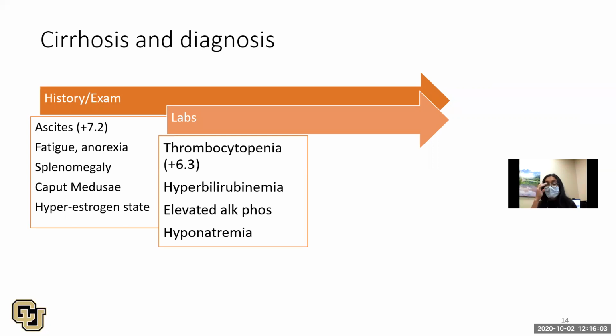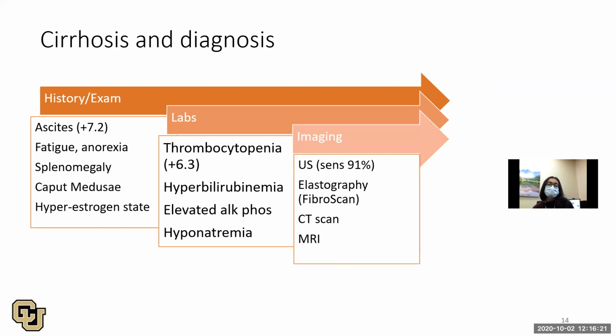Then on labs, often we see thrombocytopenia, which has a likelihood ratio of 6.3. So again, with this patient, your post-test probability goes even higher. Hyperbilirubinemia, elevated alk phos, hyponatremia, all of which we saw in his labs, are quite common in patients with cirrhosis. Imaging-wise, ultrasound is used most often to diagnose cirrhosis. That has a sensitivity of 91%, which means that 91% of people that have cirrhosis have an abnormal exam. So if you have a normal exam, you can be quite certain that they probably don't have cirrhosis.